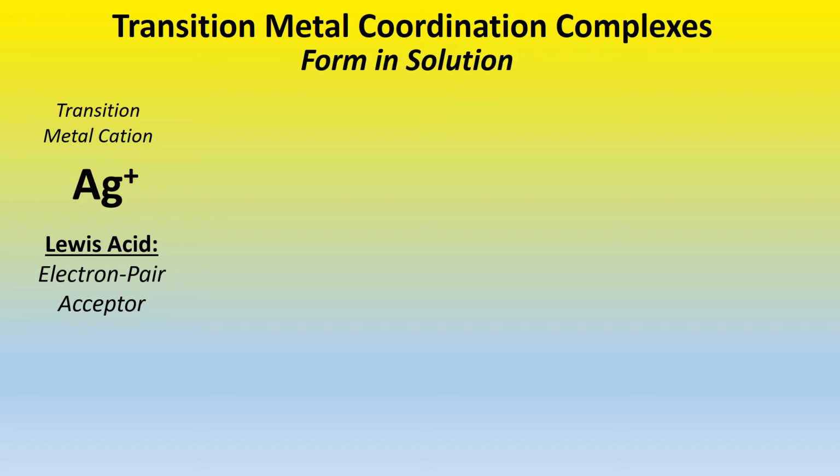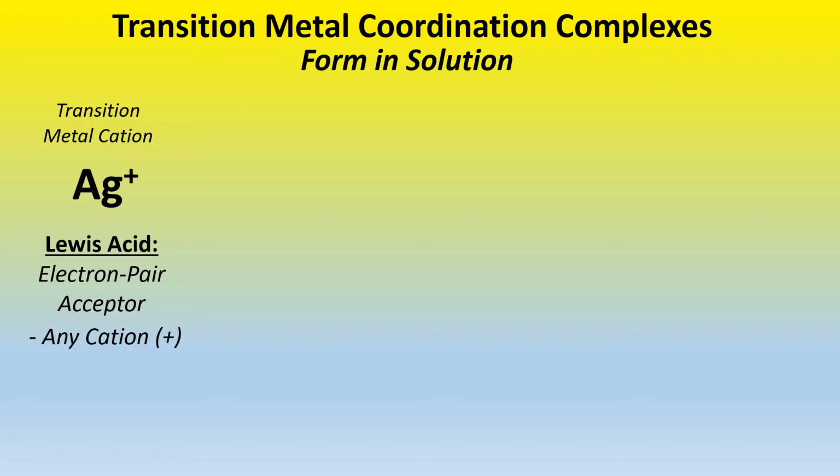This silver plus ion is regarded as a Lewis acid. Because it has a positive charge, it can accept a pair of negatively charged electrons. Under this definition, any cation, either H plus or any positive metal, can act as a Lewis acid.